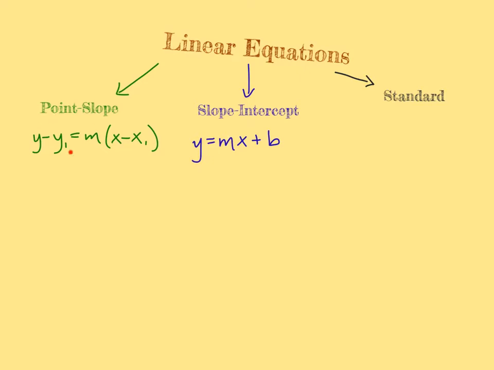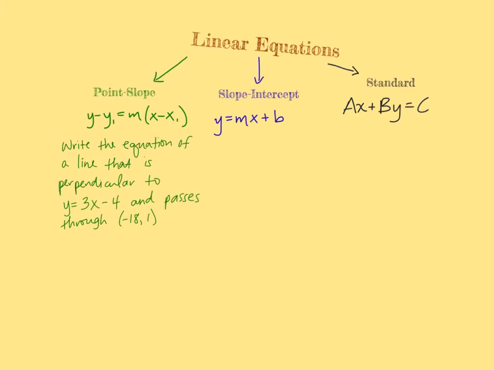We can go from point slope to slope-intercept pretty easily. But this is solved for y. M is the slope, b is the y-intercept, which is why it is called slope-intercept form. And lastly, standard form looks like ax plus by equals c, where a and b are not 0. C can be 0, that's fine. Okay, let's take a look at point slope form. We'll do a quick example.